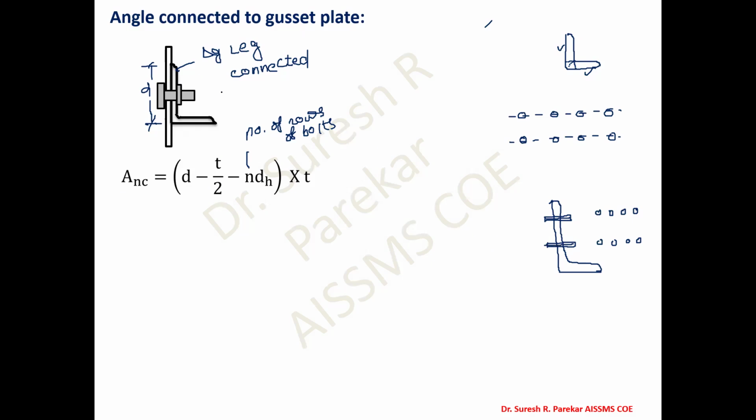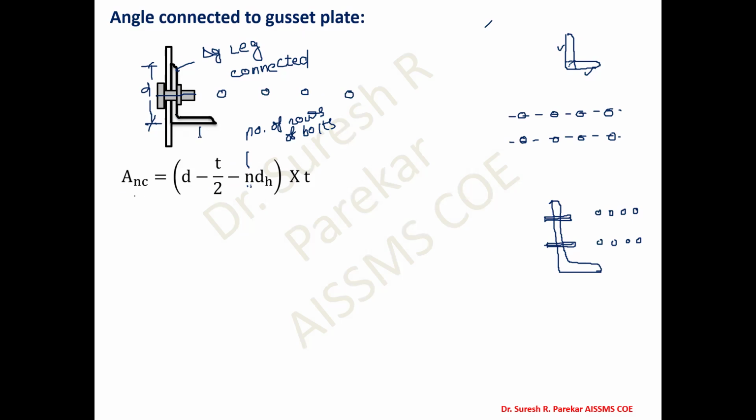In this case, I have number of bolts 1, 2, 3, 4 here, but along the depth I have only one bolt. So my value of n will be equal to 2. Whatever number of bolts are used to connect your leg to the gusset plate, that will be your number n.